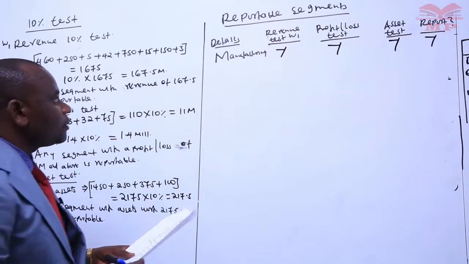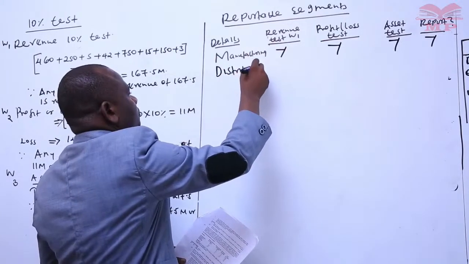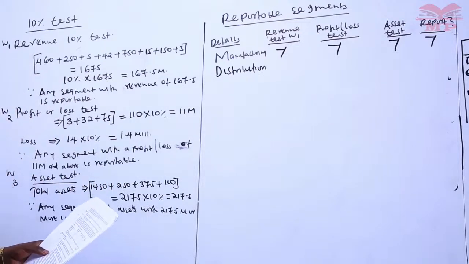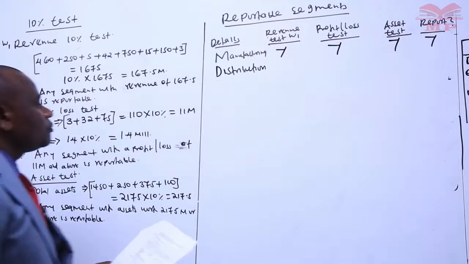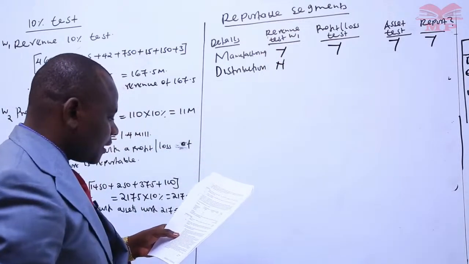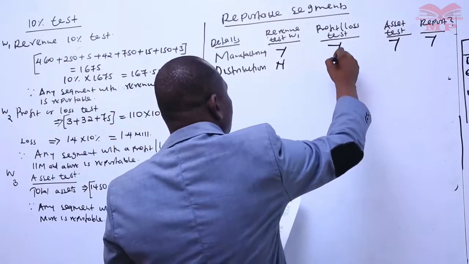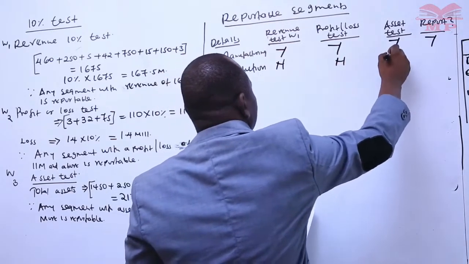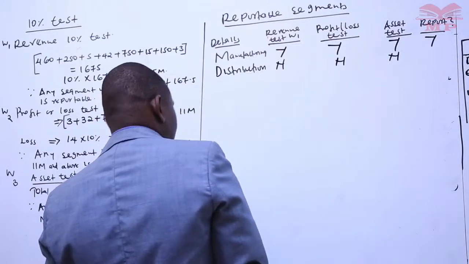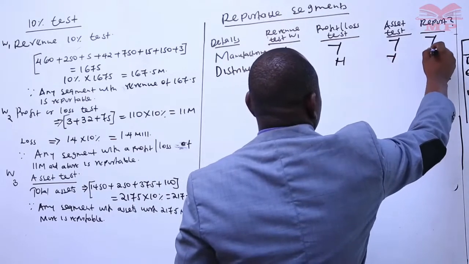Then distribution. Is it meeting any of the test? Revenue? No. It is 5 million plus 42, 47. Profit or loss? No. Asset test? No. Asset test? Yes, because it is 250. No.